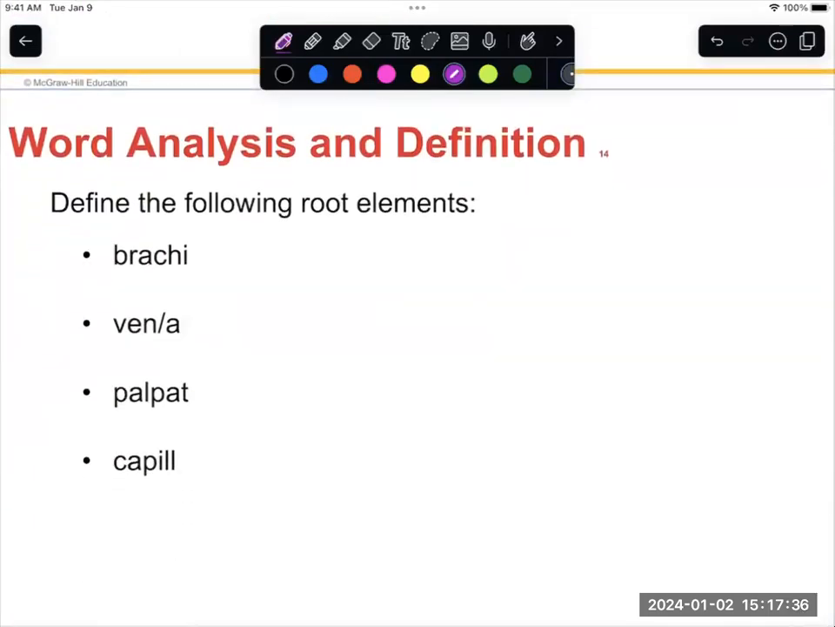So let's break apart some words here. Brachy is going to mean brachial, or arm. Vena is vein. Palpat means to touch. And then capil means hair-like structure, like a capillary.